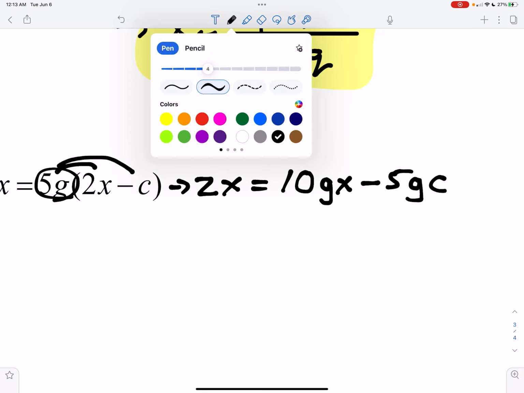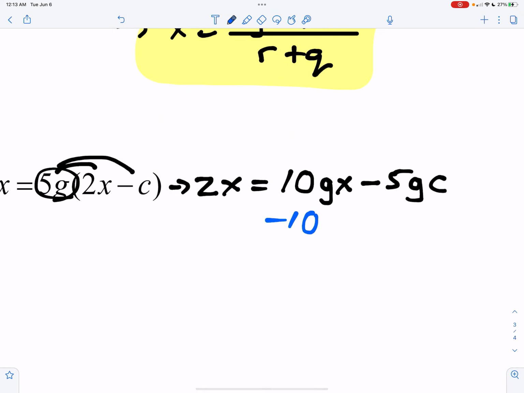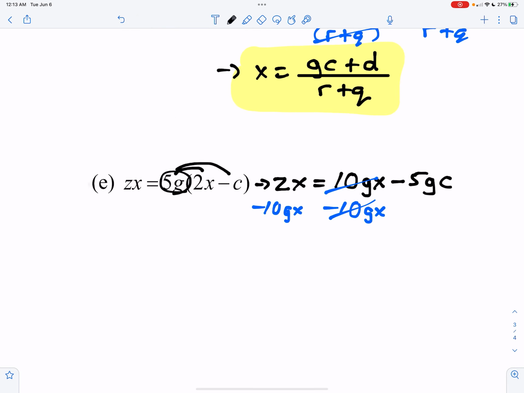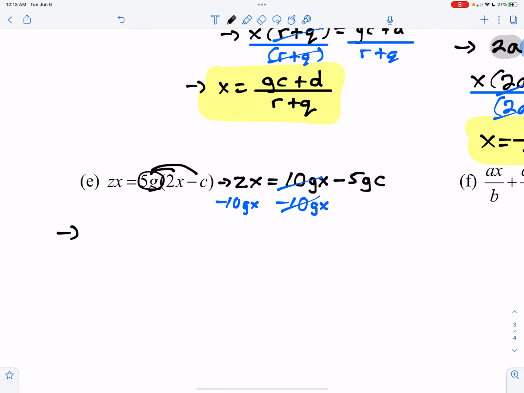Okay, now the next thing I'm going to do is subtract 10gx from both sides, like this. Okay, now if I do that, I get zx minus 10gx equals negative 5gc.